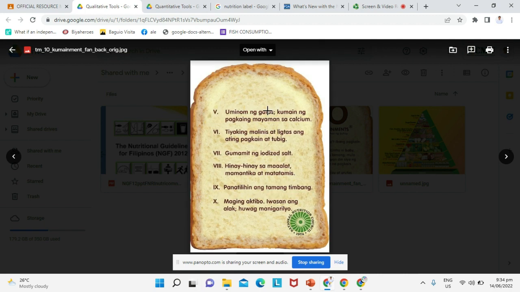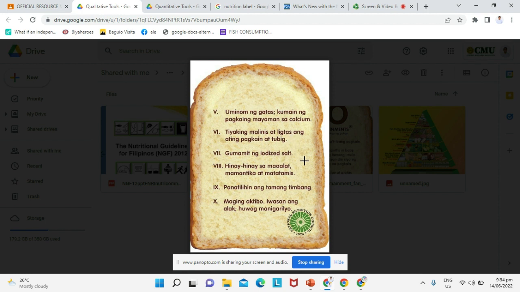Number 5 actually, guys, is all about calcium. Okay? So, uminom ng gatas, kumain ng pagkain mayaman sa calcium. So, alternatives to milk include but not limited to malunggay, dilis or bulinaw, okay, mga small fish, kay ilang bukog edible man, and you know that bones are rich in calcium. Yeah. Number 6 talks about food safety.